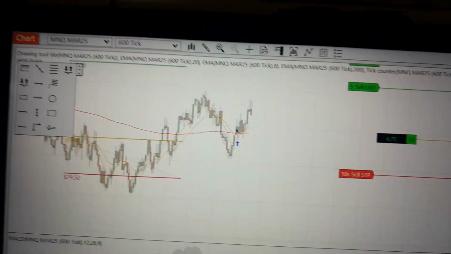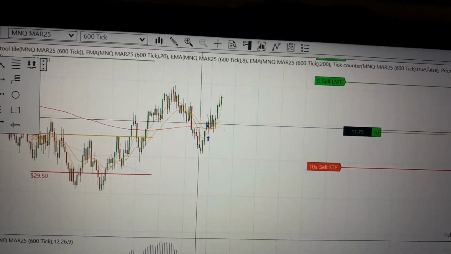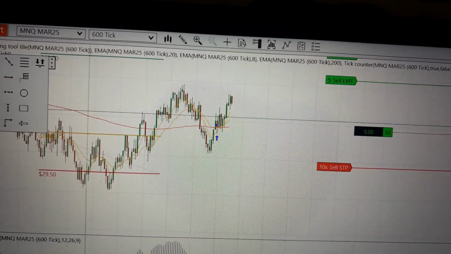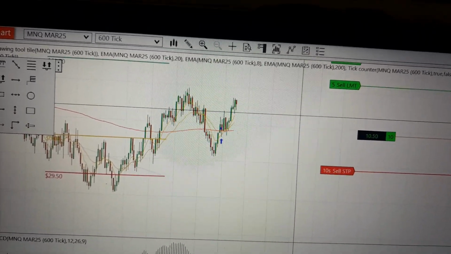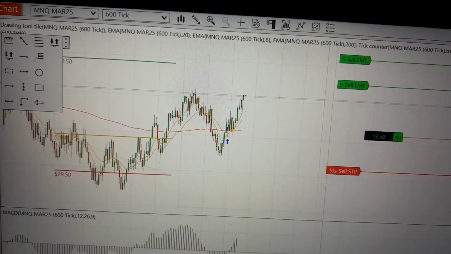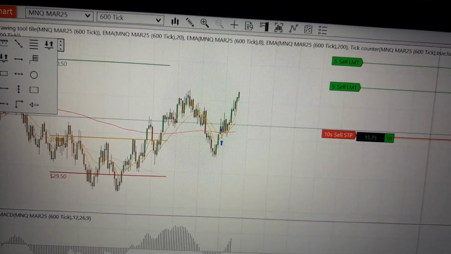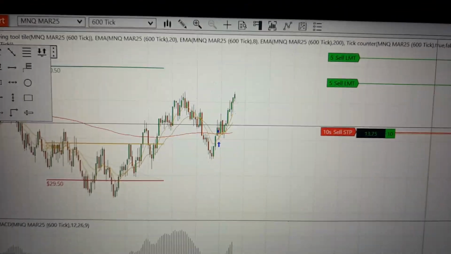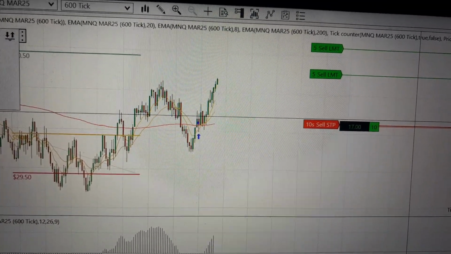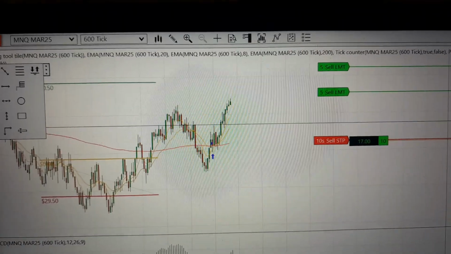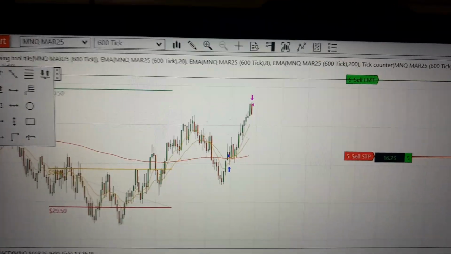This 600 ticks. This is our EMA of 8 and 20, and this red one is 200 EMA. So we only need 15 points for us to put us break even here, because that's how I have my ATM set up too. And this first profit target is 20 points. This one is 30.